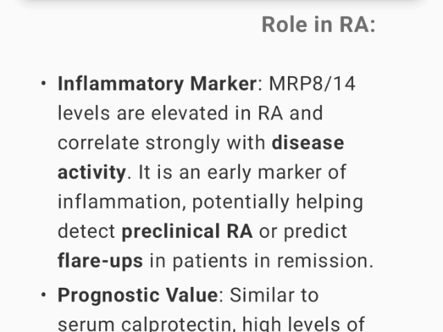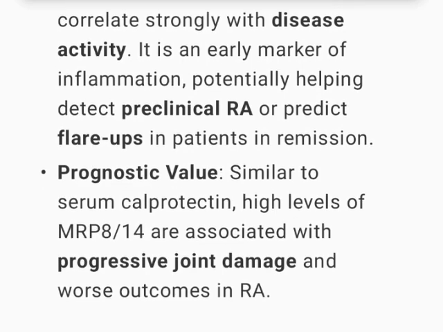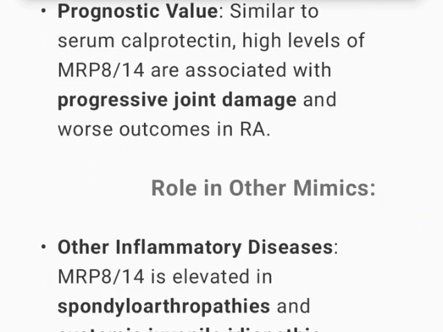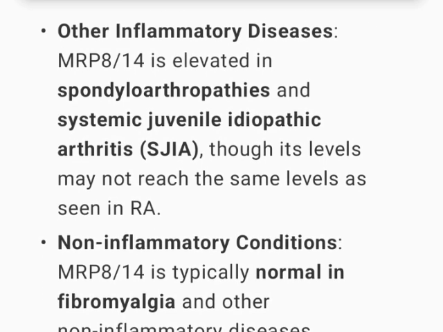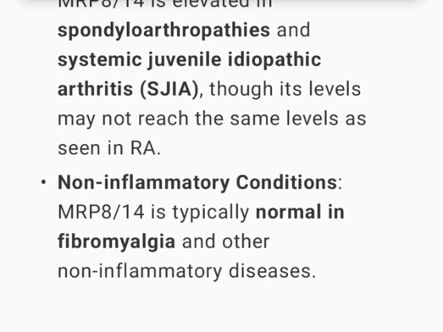Prognostic value. Similar to serum calprotectin, high levels of MRP8/14 are associated with progressive joint damage and worse outcomes in RA. Role in other mimics. Other inflammatory diseases. MRP8/14 is elevated in spondyloarthropathies and systemic juvenile idiopathic arthritis, SJIA, though its levels may not reach the same levels as seen in RA. Non-inflammatory conditions. MRP8/14 is typically normal in fibromyalgia and other non-inflammatory diseases.